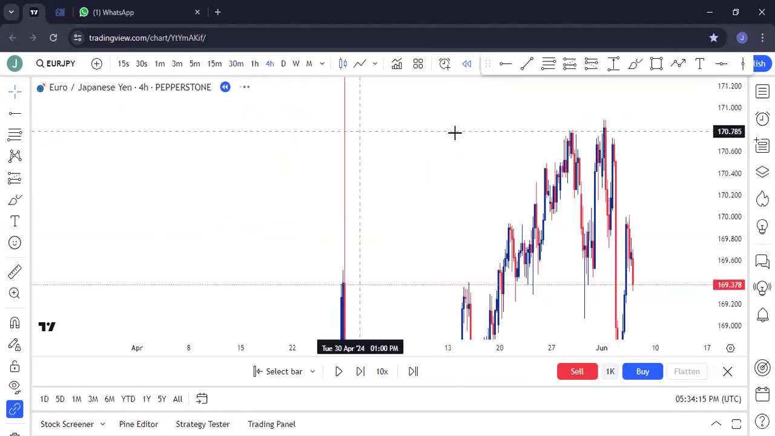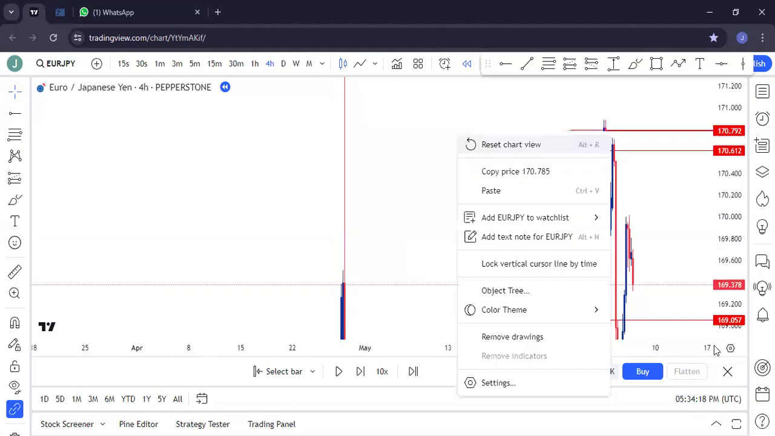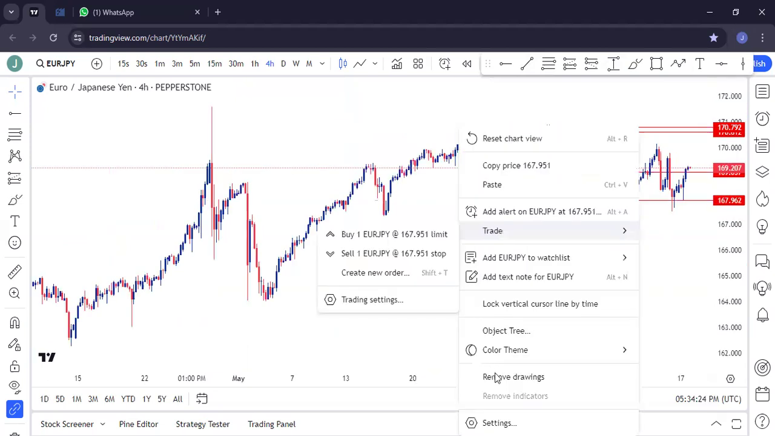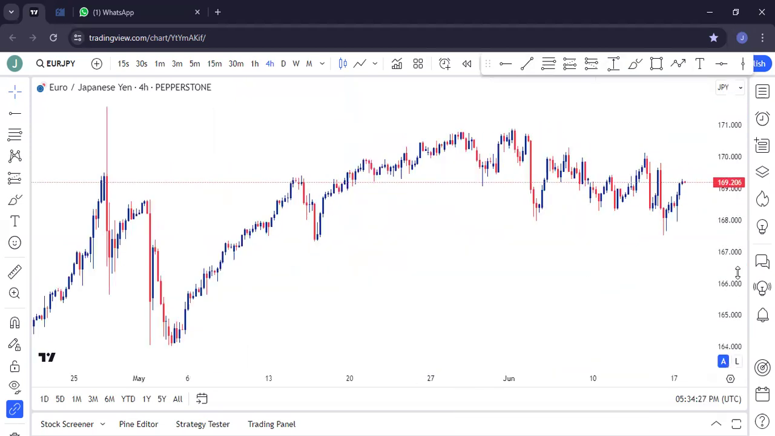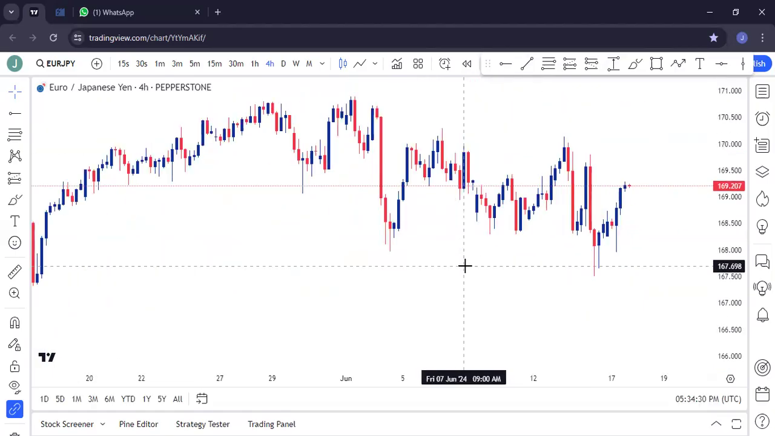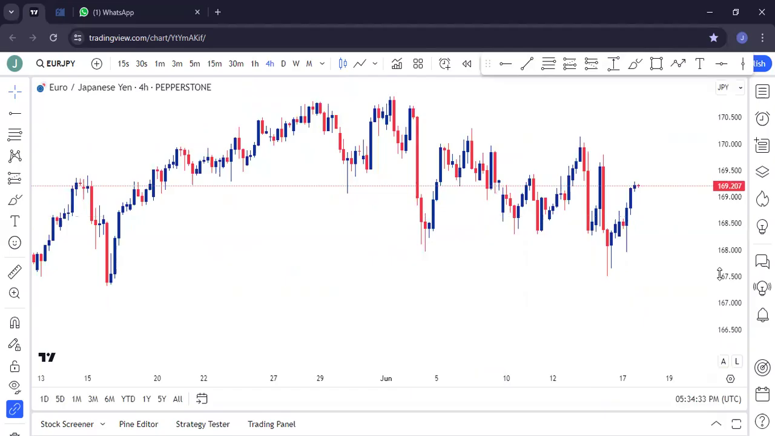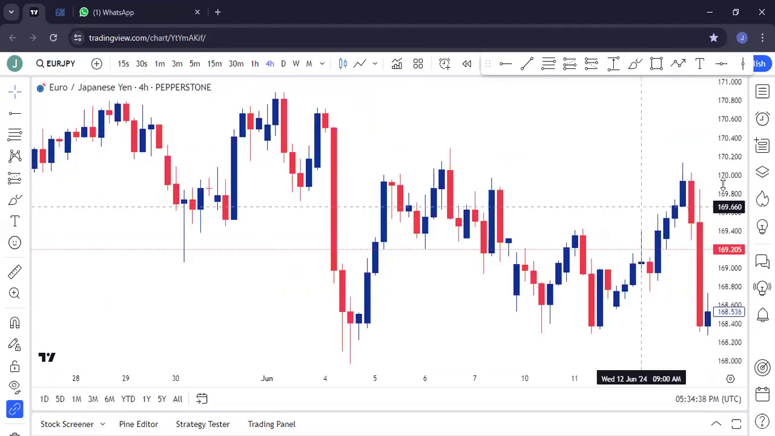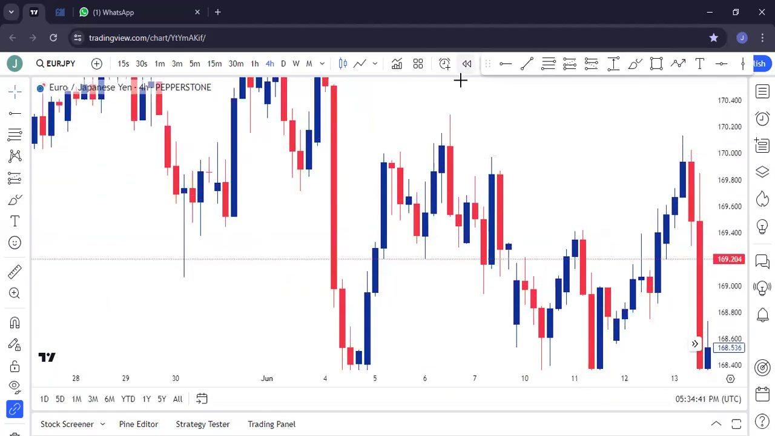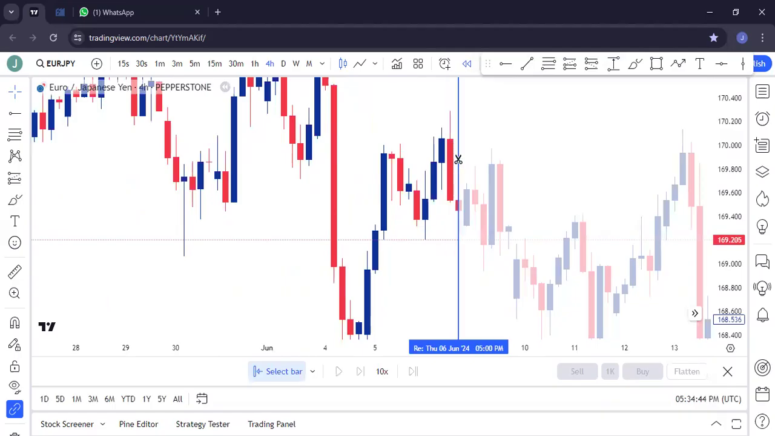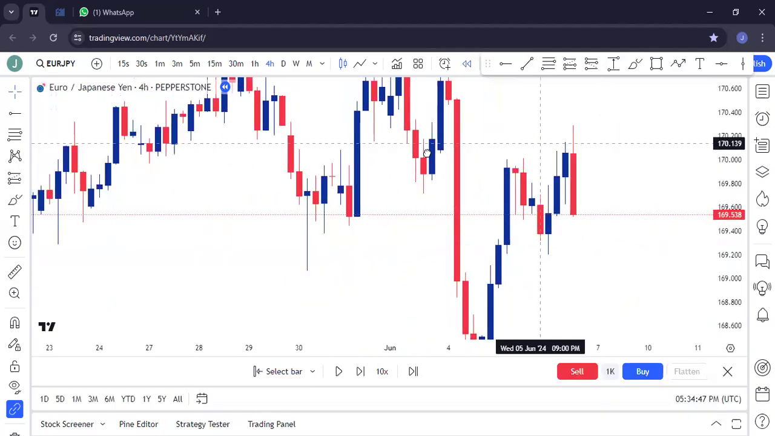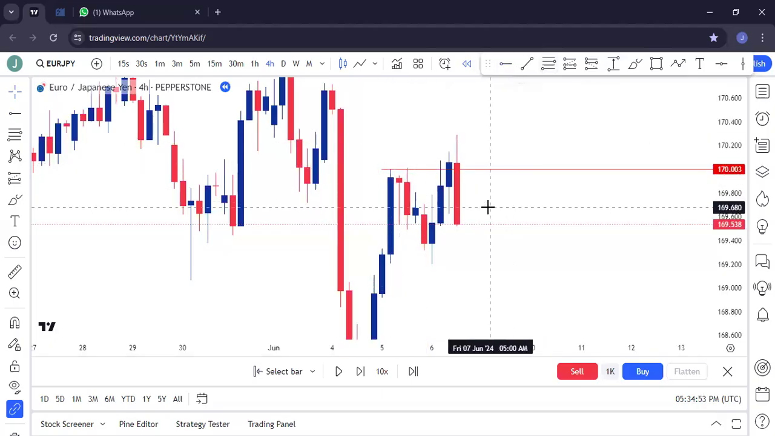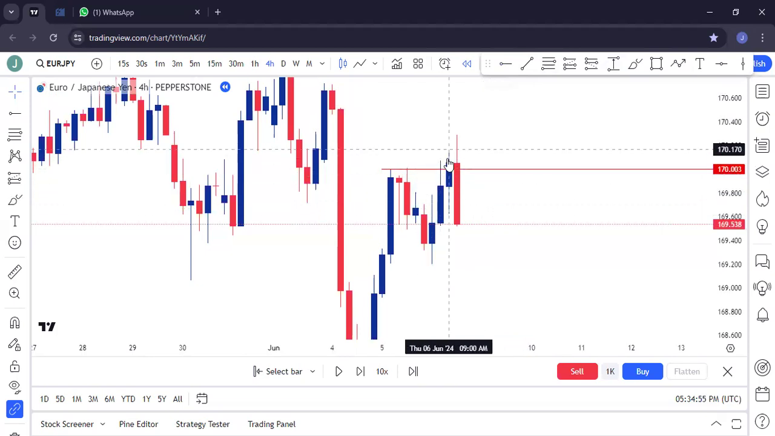Okay, so let's find another example. So look here, even here, there was a clear example. So let's look at this part here. Look at this structure. This is a 4-hour structure right here.